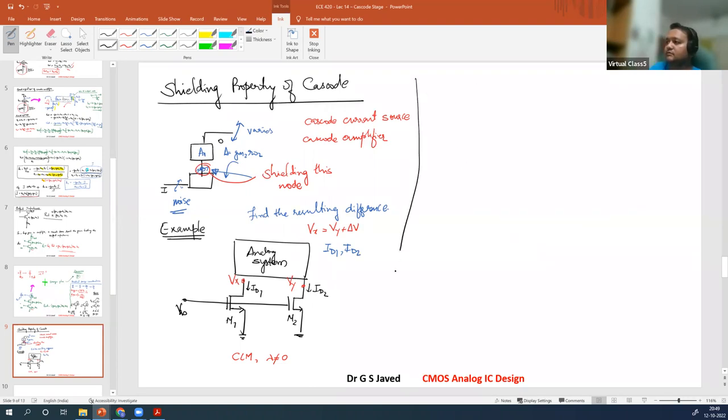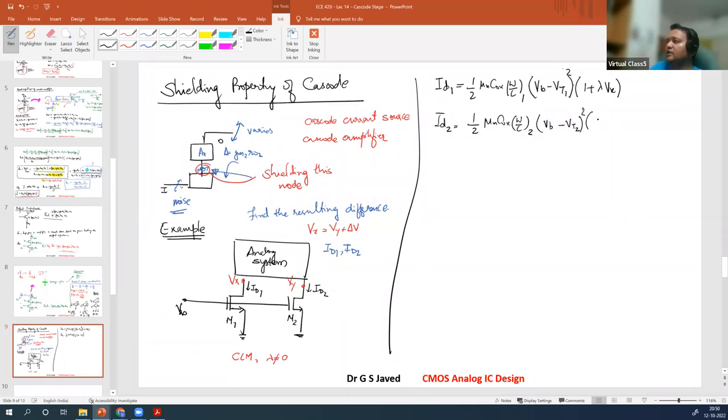The easiest way of doing that, what is the current equation? ID1 is equal to half mu n C ox W by L 1 times VGS minus VT, what is it? VB minus VT1 whole square. Since channel length modulation is there, you multiply it by 1 plus lambda VDS. What is VDS? Vx. Next, ID2. Same thing. Half mu n C ox W by L 2 times VB minus VT2 whole square times 1 plus lambda Vy. Right? Now we need to find the difference between the two.